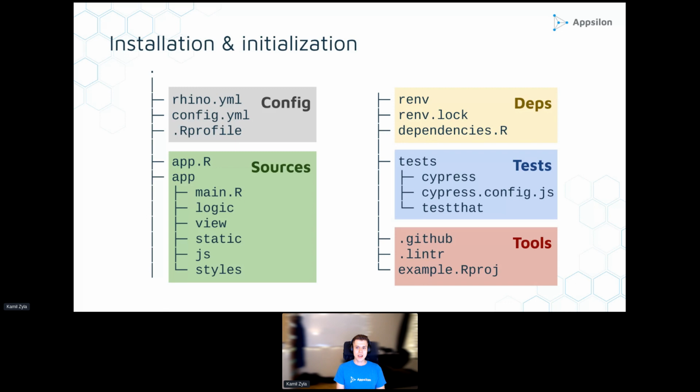Then we have a directory for tests. You might be familiar with testthat, which we use for creating unit tests, which typically test single functions, sometimes a couple of functions. But we also have Cypress, which is a JavaScript technology, which allows us to create end-to-end tests. You can also use shinytest2 for that purpose in Rhino.